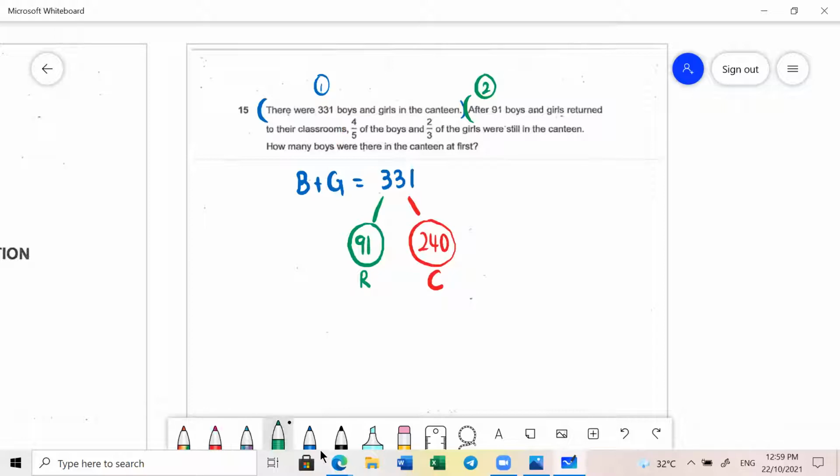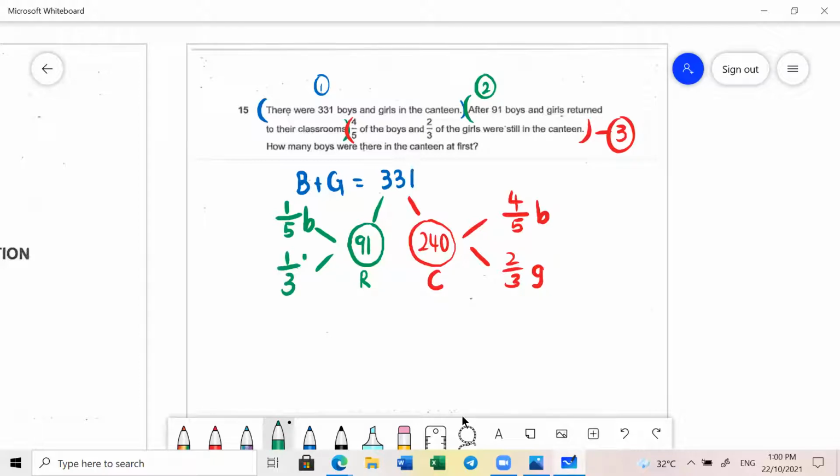In sentence number 3, as you can see over here, 4/5 of the boys and 2/3 of the girls were still in the canteen. So what they are trying to tell you is 4/5 for boys, so I'm going to put B over here, and 2/3 for girls, G. When you know this, you have to quickly work on your hidden information. If 4/5 of the boys are at the canteen, 1/5 are boys in the classroom, because they have returned back to the classroom, and 1/3 are girls who have returned back to the classroom.